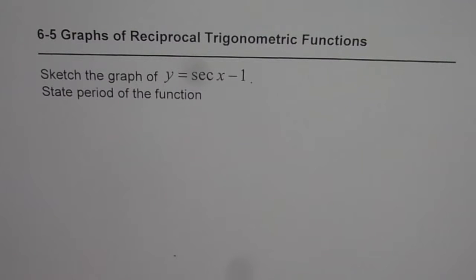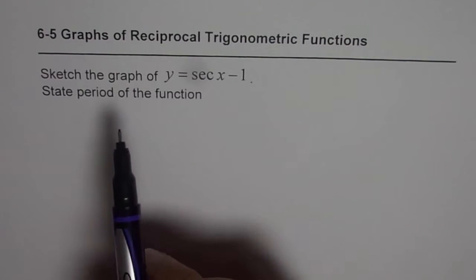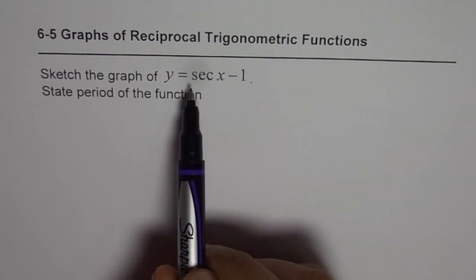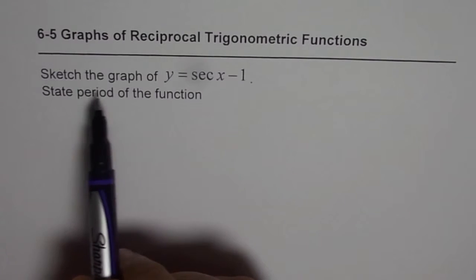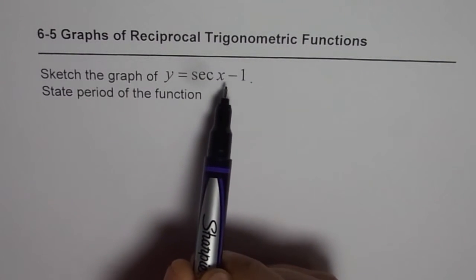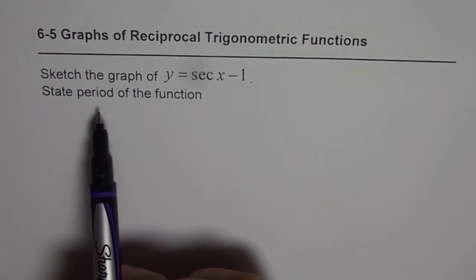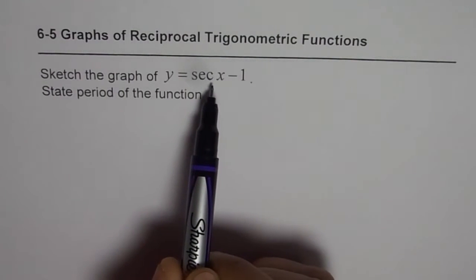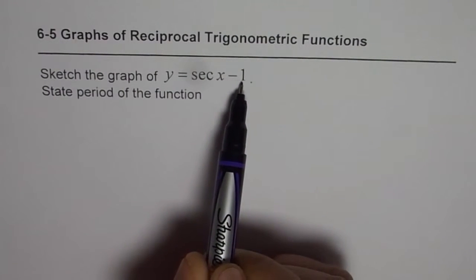I'm Anil Kumar, and in this video we'll try to understand how to sketch graphs for reciprocal trigonometric functions. As an example, I have here a secondary trigonometric ratio, secant x. Sketch the graph of y equals secant x minus 1 and state the period for the function. Now this is transformed; it is moved 1 unit vertically down.